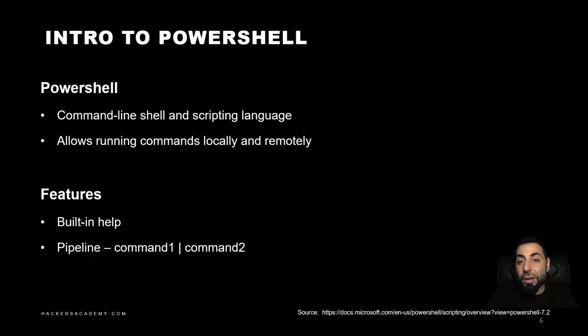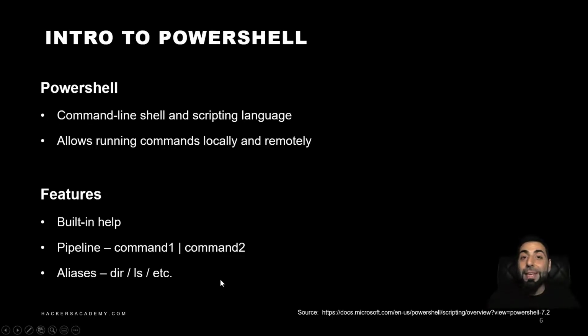The other feature that we're going to be learning a little bit about today is the pipeline. The pipeline allows you to take output from a command, the first command on the left side of the pipe, and then feed it as input to the second command. So here is the symbol for the pipeline. And we can see command 1, which is going to produce a certain output. We can take this output and use it as input to command 2.